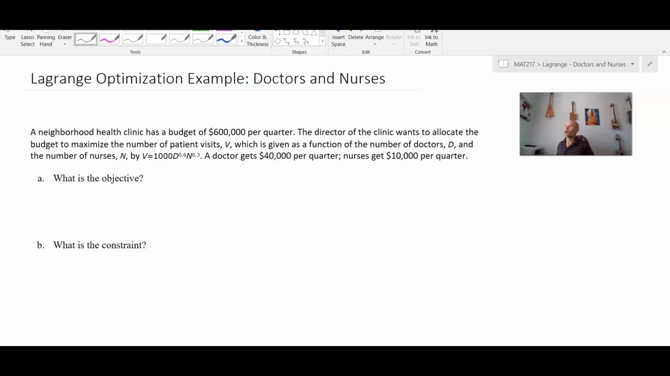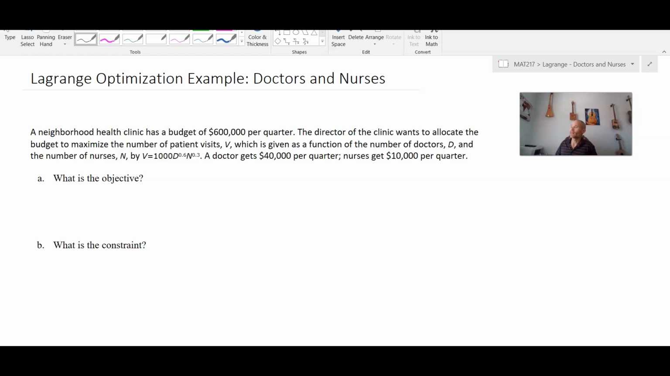In this problem, we are taking a look at a neighborhood health clinic that has a budget of $600,000 per quarter. The director of the clinic wants to allocate the budget to maximize the number of patient visits. So we're looking here to maximize the number of patients that we can have visit the health clinic, which is given as a function of the number of doctors and the number of nurses given by D and N respectively.